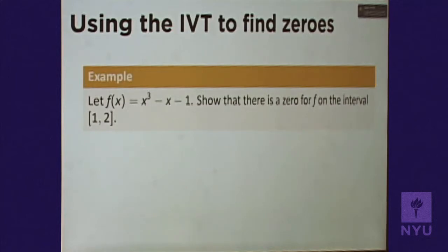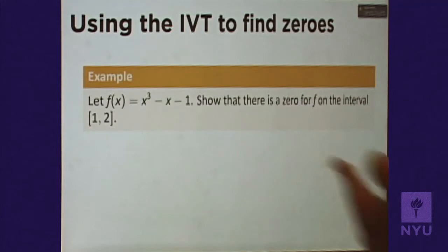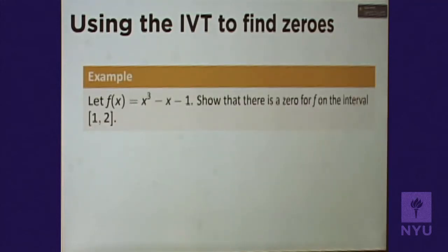It turns out that there is a cubic formula, but it's about 10 times as long as the quadratic formula. And you probably don't know that cubic formula, so that's not going to be any use for us. Let's instead use the intermediate value theorem. The function is x cubed minus x minus 1. The interval that we're considering is the closed interval 1 to 2.